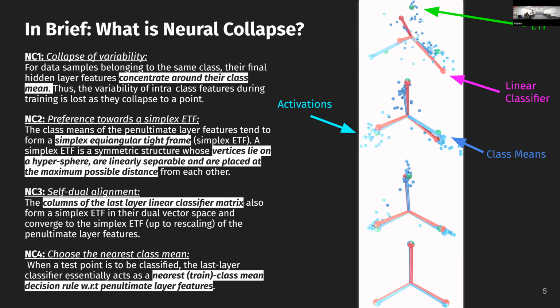Exactly. And then finally, we have this fourth principle, which is the decision rule that these models converge to after training: the last layer classifier essentially acts as a nearest train class mean decision rule with respect to the penultimate layer features. And I imagine this means in terms of Euclidean distance. I don't think it could be anything else. And so you're just doing something like a discriminant analysis at the end of the classifier.